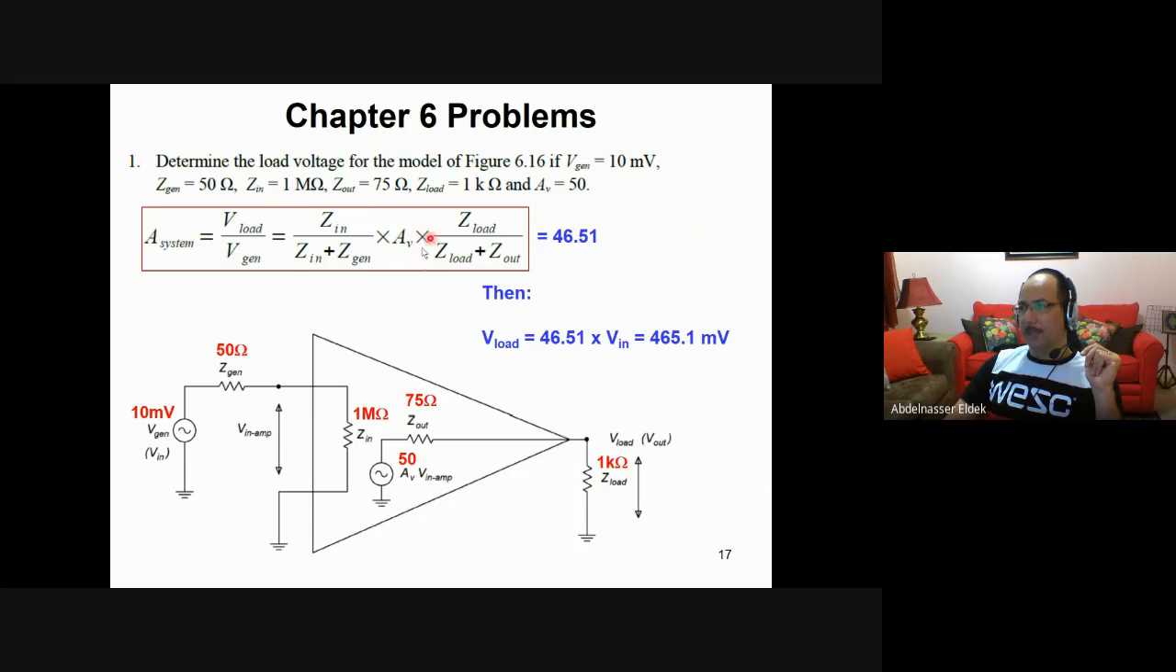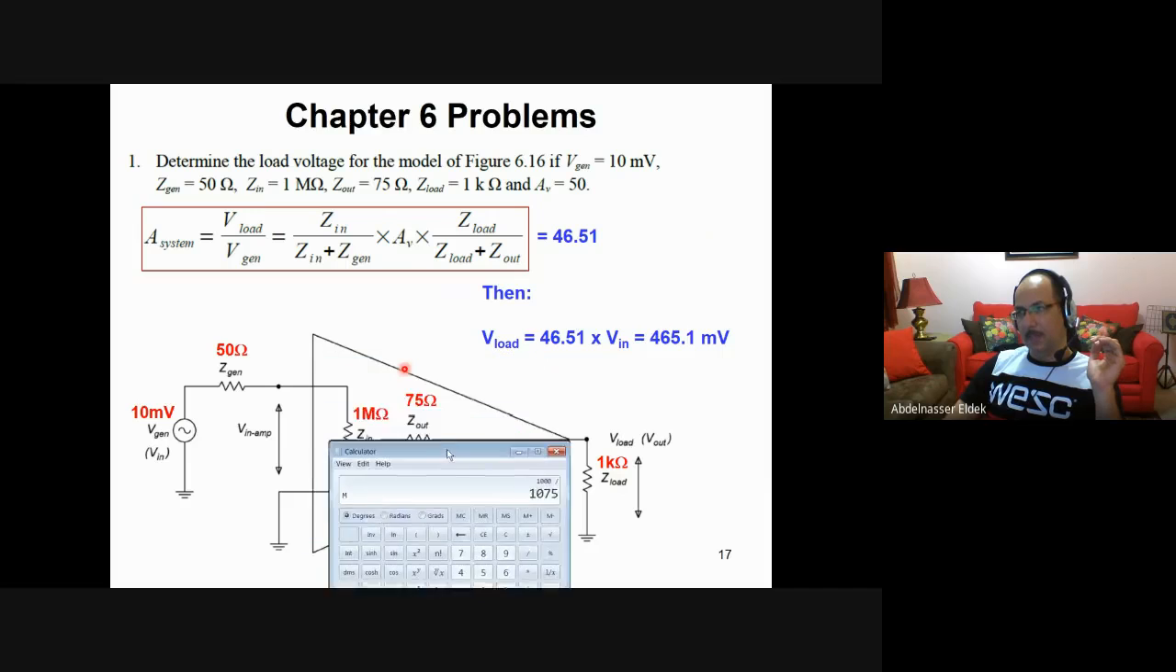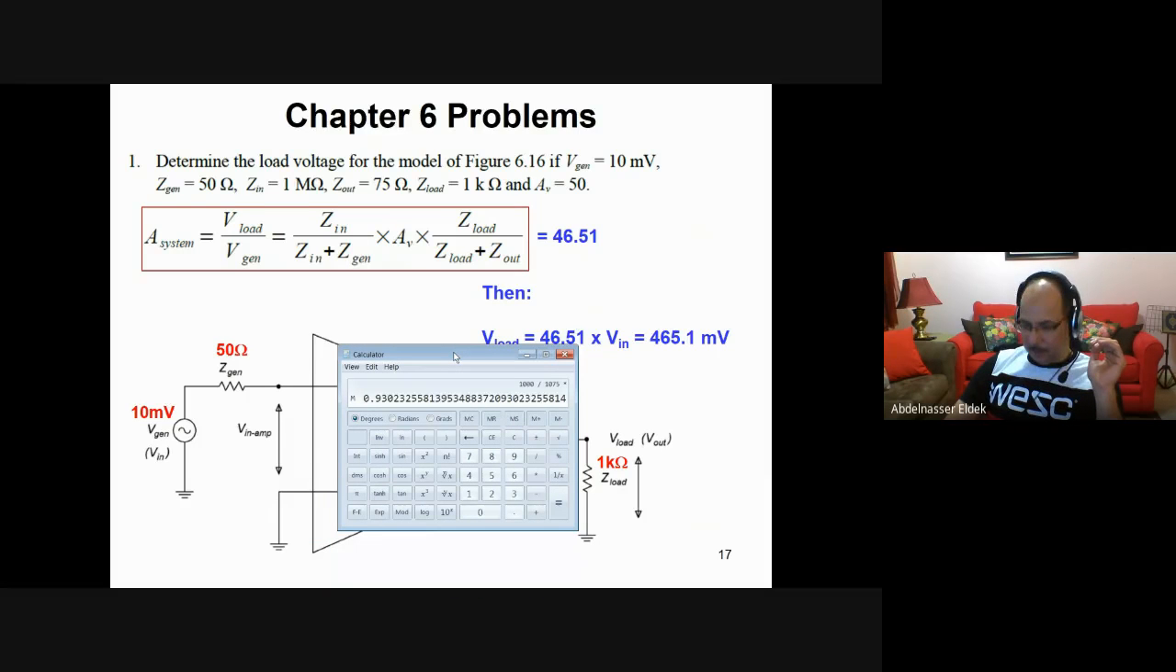It is 50 times what? Z load. What is Z load? Z load is 1000. 1000 over what? Over Z load plus Z out, 1000 plus 75. Okay, 75. You may neglect 75 with respect to 1000, but you can't. Okay, let's just use it. So let us calculate it, and I'm sure that we will get a very close number to the exact number. So it will be 1 kilo ohm divided by 1075, Z load and Z out, multiplied by 50. That's it.